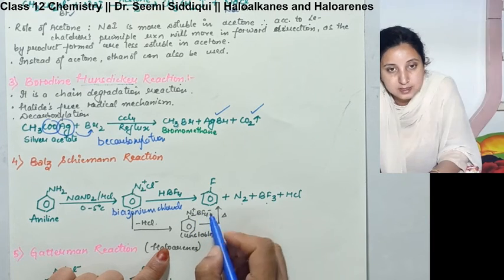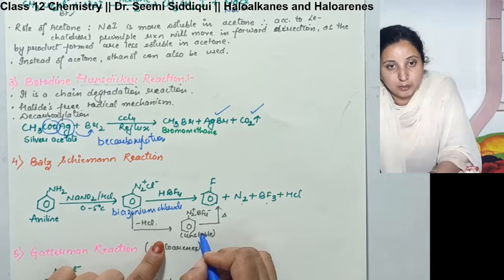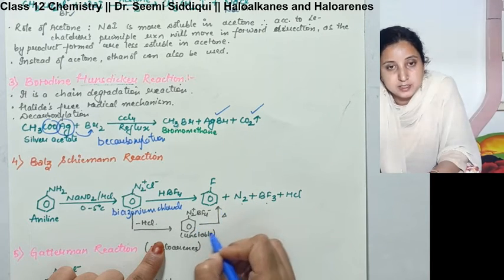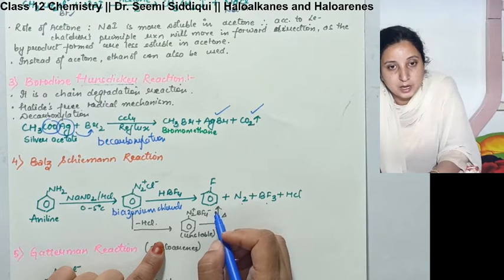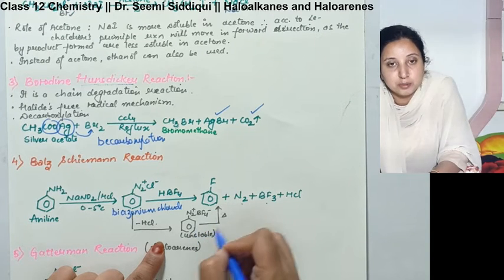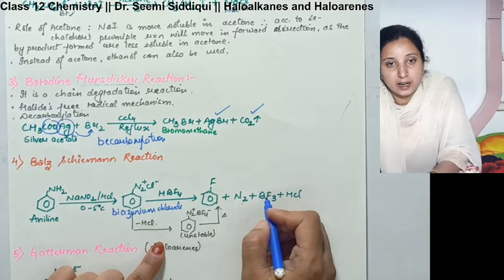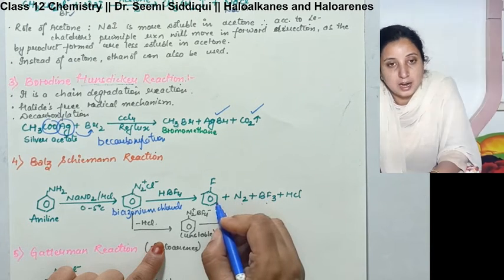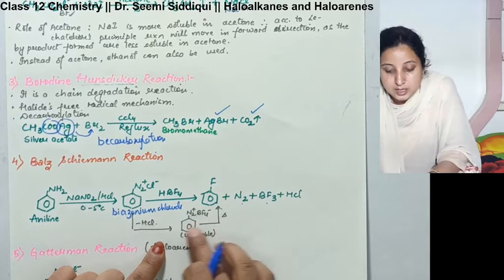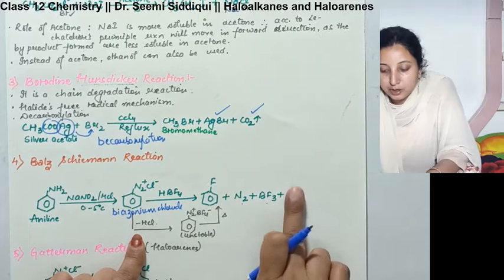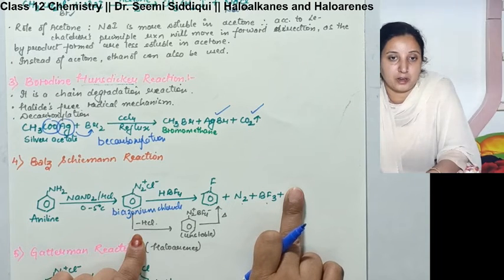N2BF4 minus, it is unstable over here, आप इसको adduct भी कह सकते हो, and when it is subjected to heat, तो इसमें क्या हो जाता है, डिग्रेडेशन, डिकम्पोजिशन हो जाता है. On decomposing, what happens is that we get nitrogen, BF3 and your chloroarene. अगर you are following this particular way, then you are not going to write down the HCl over here.